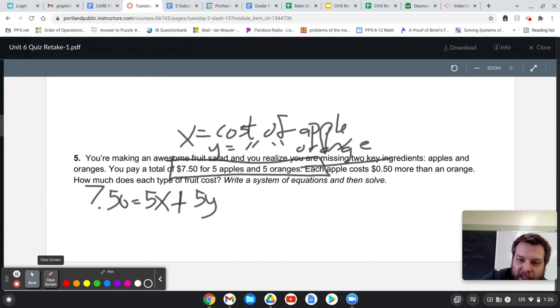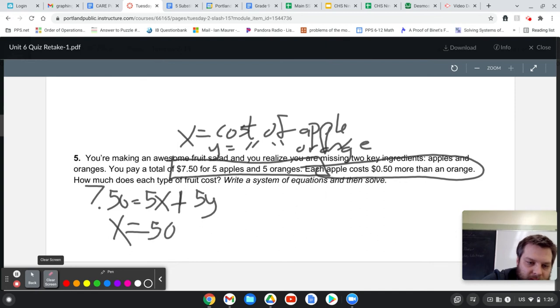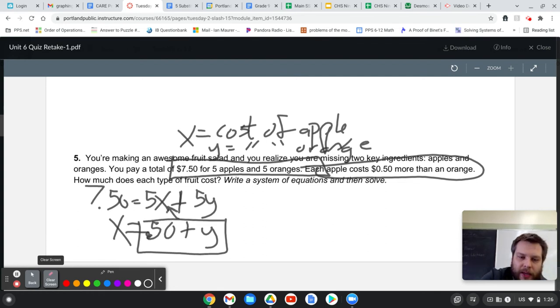The next sentence says each apple costs 50 cents more than an orange. Oops, I forgot to put the point on there. It's not $50 more, it's 50 cents more. So we need to make sure that you get the decimal point on there. Now we're going to substitute x equals 0.50 plus y. Substitute it for the letter x in the other equation.